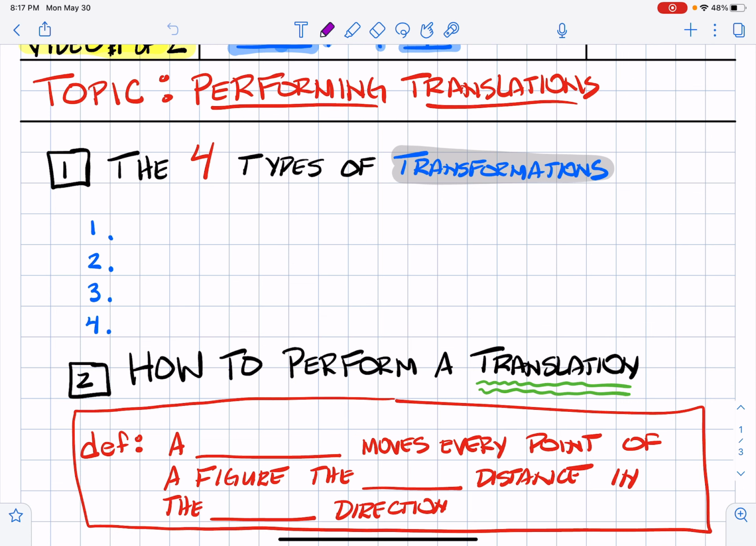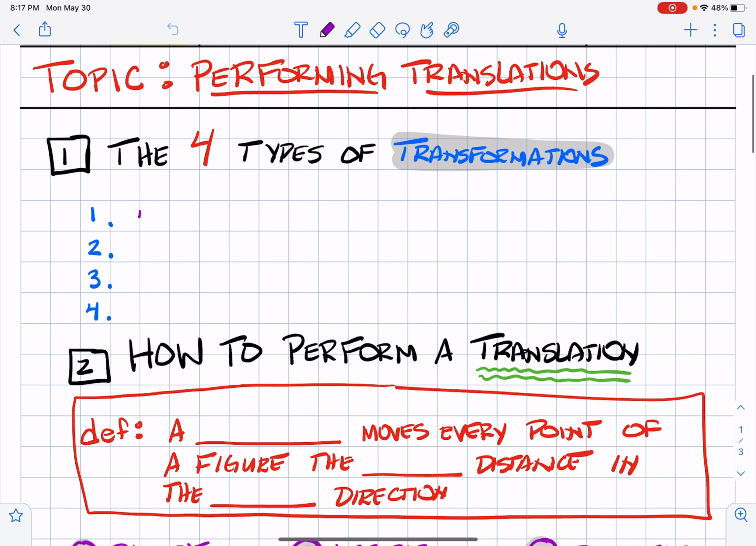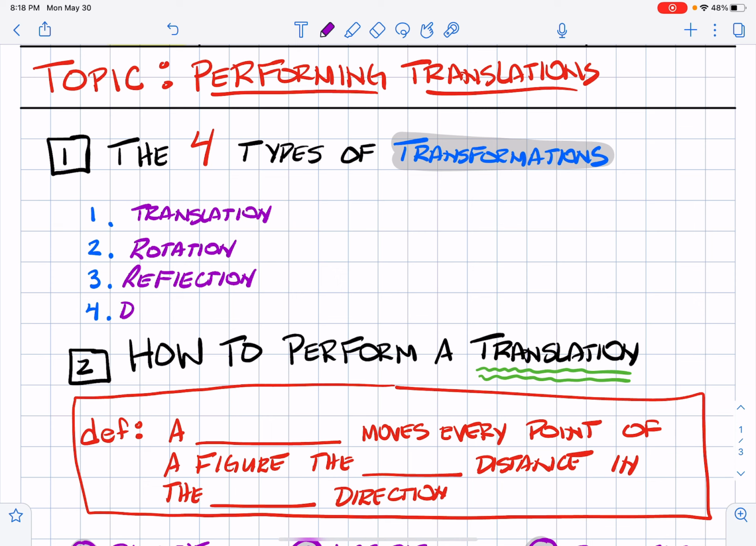are the 4 types. Okay, these are the 4 big ones. The first one is called a translation. And that's the main one that we're going to focus on today. There is a rotation. And we're going to focus on that one the next video. There's a reflection. And lastly, there is a dilation. Or dilation. I said not dilation, sorry. It's dilation. D-I-L-A-T-I-O-N.